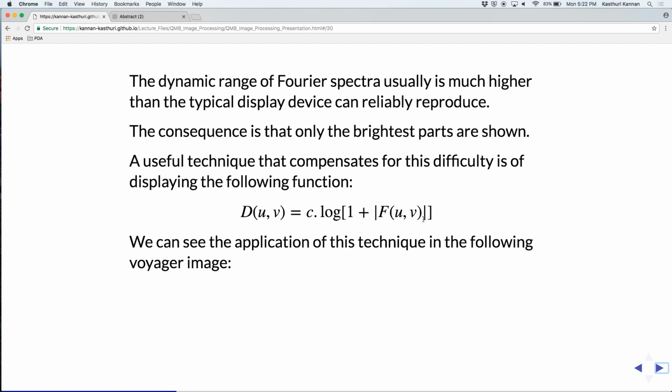Usually the difference between the smallest and the largest components of the Fourier spectra is very high. So only the brightest parts are in general shown, and that's why people usually take the logarithm version of the Fourier transform. It's c times log of 1 plus F of u comma v. So we can see that as an example.